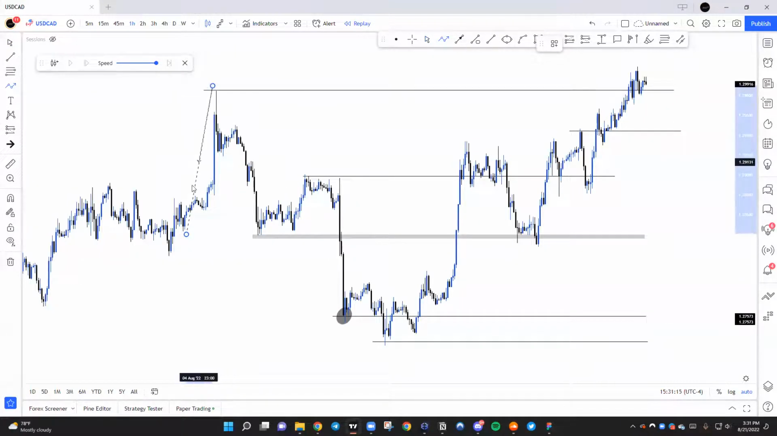So price came up, made this high, right? Came down, made its lows, but failed to make a new high, indicating that price is bearish.